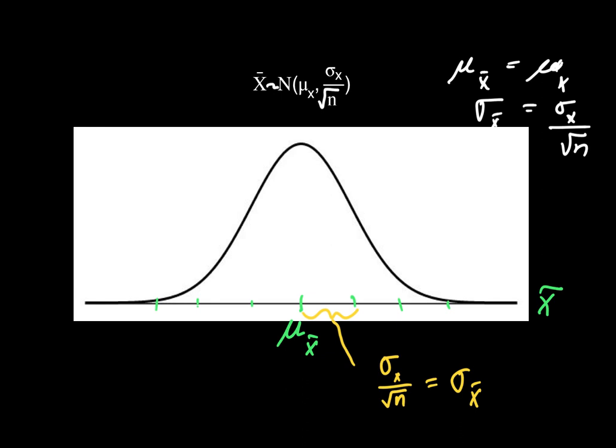And it gets that idea. The more and more I sample, I'm reducing the variability of the original graph to a narrower graph that's also still centered on the mean.